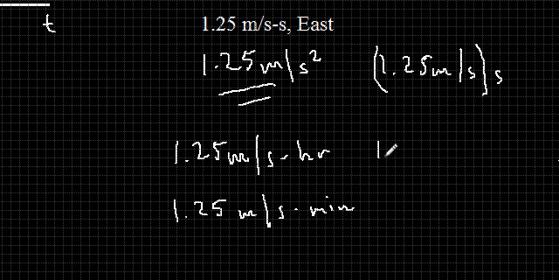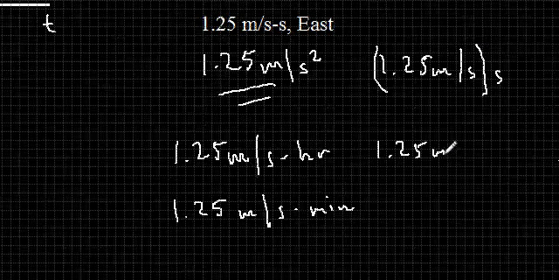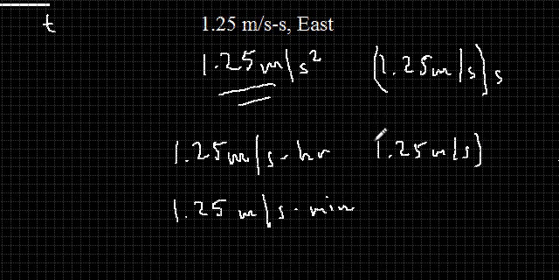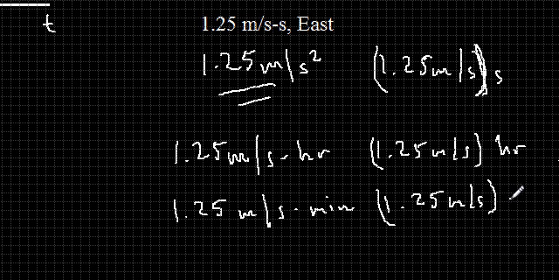Whereas this one here is just telling you that it takes a whole hour to add that much to your speed. And then finally, this one here is sort of in between. It tells you that it takes you a whole minute to increase your speed by that amount. So even though all of these have the same number, because of their units, they have vastly different values of acceleration.